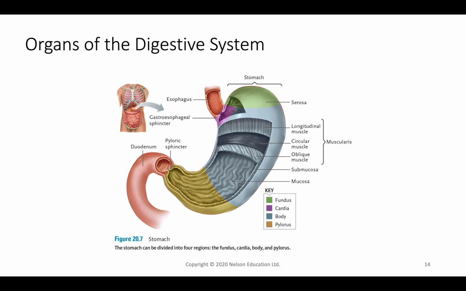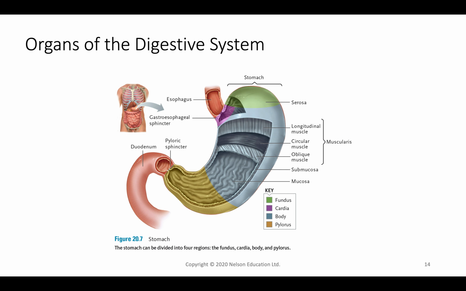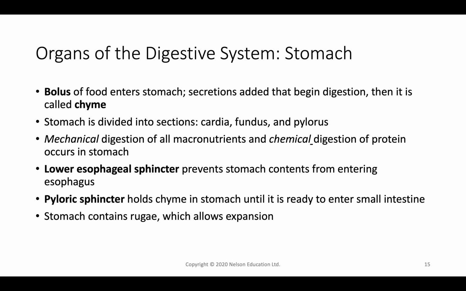All right. Okay, so the bolus of food enters the stomach, and then we have secretions that come in. Now it's going to be called chyme. So the stomach is divided into 3 major sections: the cardia, the fundus, and the pylorus. Here's the fundus, here's the cardia, the area that's just coming in. This is the body, and then this here is the pylorus, the region that's going to feed out through the pyloric sphincter into the duodenum.